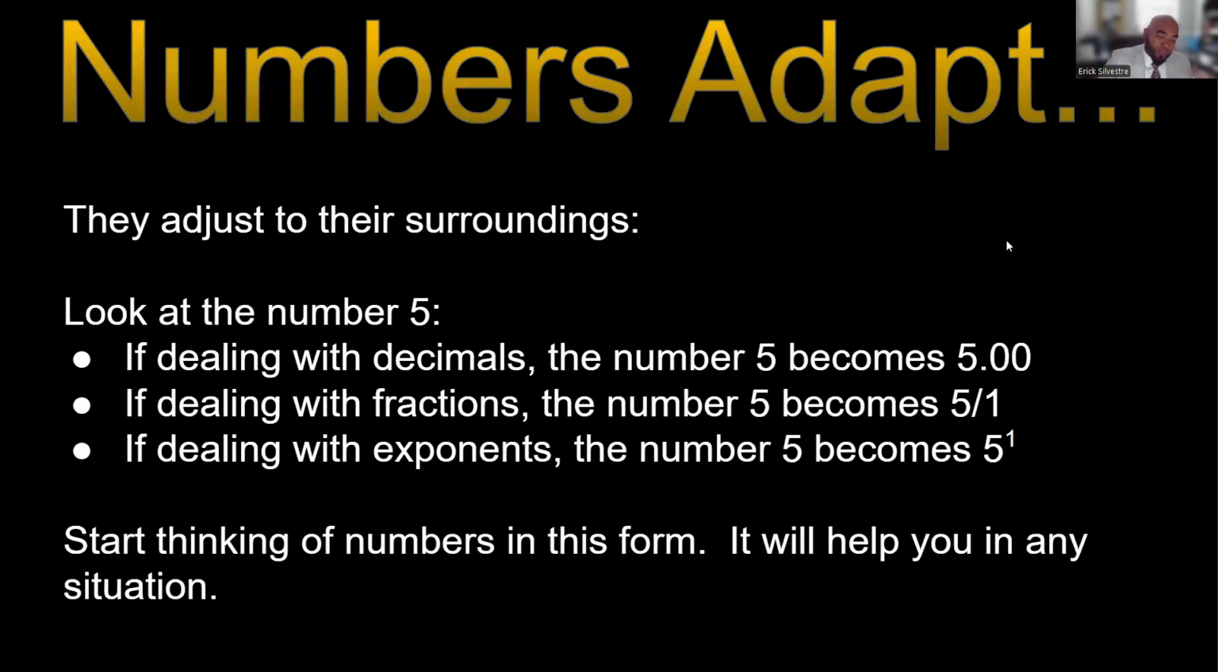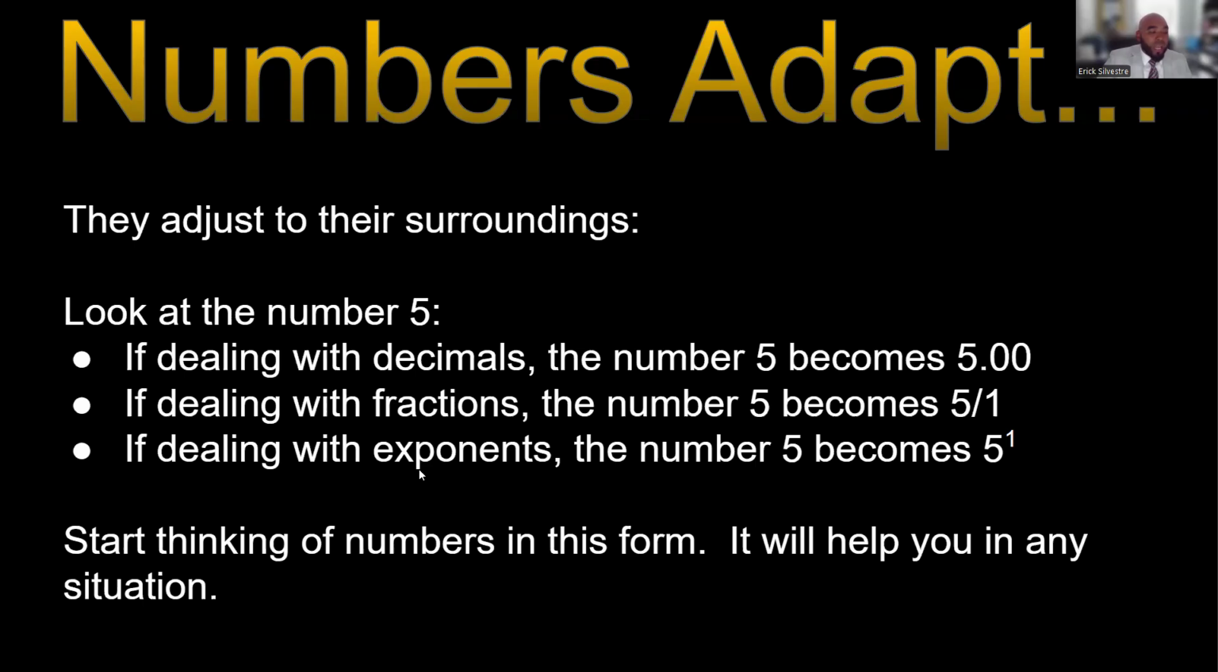Now, this is the key point that I was trying to make in the challenge question. Numbers adapt. Now, what does that mean? It means that they adjust to their surroundings. So if you take a look at the number 5, if I'm dealing with decimals, 5 becomes 5.00, depending on how many place values I need to include. If I'm dealing with fractions, the number 5 becomes 5 over 1. That way it adapts to the fraction problems that you're dealing with.